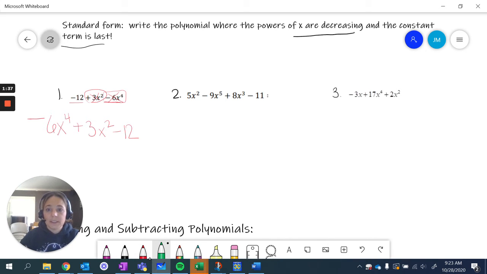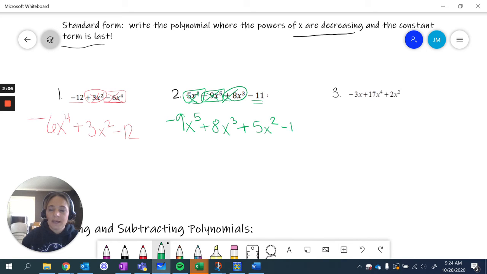Okay, so here I'm going to look at all of my terms and decide which one has the highest, which would be the x to the 5th. So I'm going to write that term first, and then I find the next highest exponent, which is 8x cubed. Remember, the symbol goes along with it. And then I find the next highest exponent, which is 5x squared. And that is a positive 5, so I'm going to write plus in between. And then our constant term always goes last. So there is my polynomial in standard form.